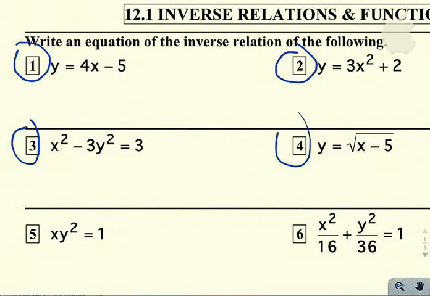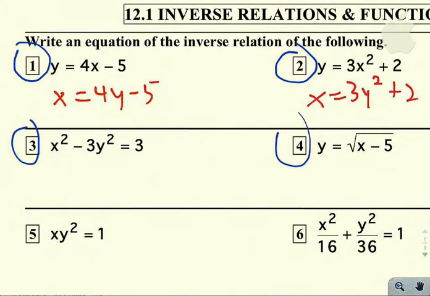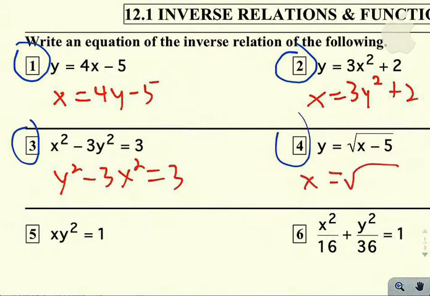To do that, all you need to do is switch x and y. Number 1, x equals 4y minus 5. Number 2, x equals 3y squared plus 2. Number 3, y squared minus 3x squared equals 3. And number 4, x equals the square root of y minus 5.